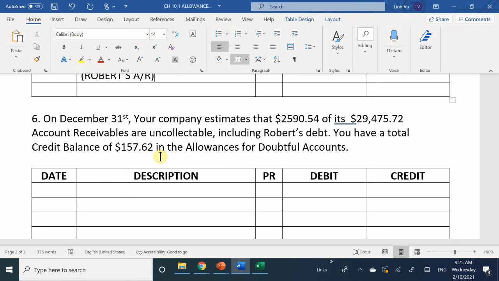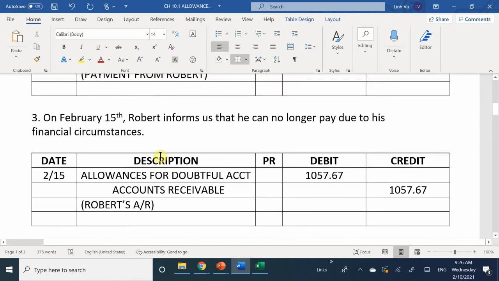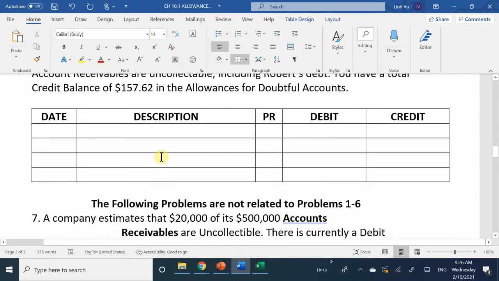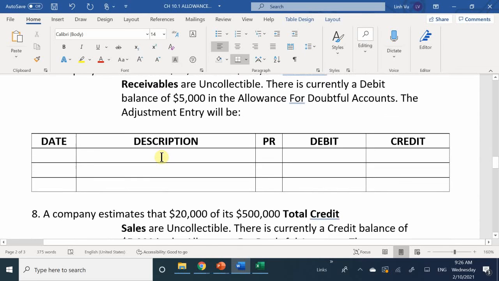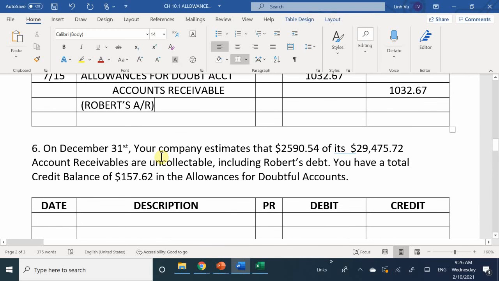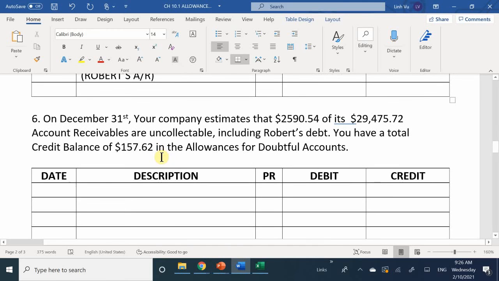So in this case, it came down to we kept changing it there, changing it here. Remember when we saw in the scenario, right? We debited it at first, and then we credited it again, and then we debited it again. So again, Robert's not my only customer. So now that I have this assumption here and my company gave me this information, you currently have a credit balance of $157.62, which includes Robert's debt. Okay? Now, how do I journalize this?